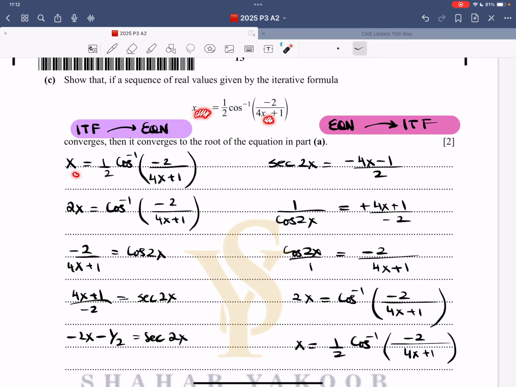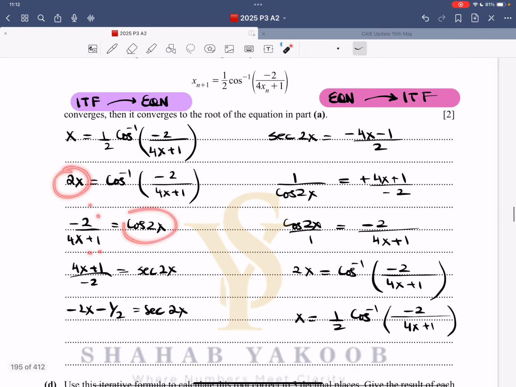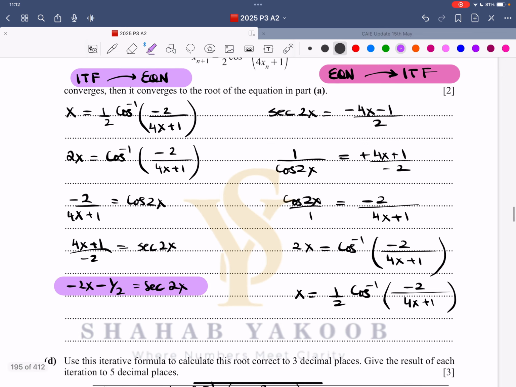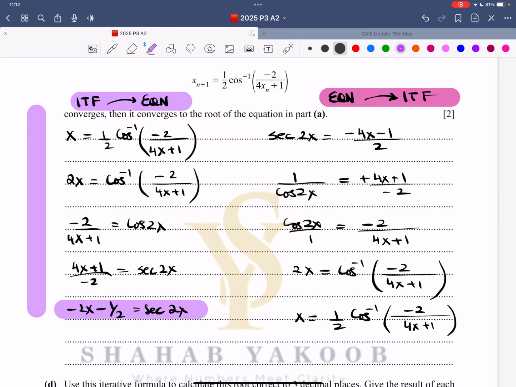So this is what you're getting. Multiply by 2. Cos inverse of this bracket is this. Therefore, cos of this thing 2x is -2/(4x + 1). Flip, flip. So flipping cos 2x will make it sec 2x, and this is the flipping part, and then make sec 2x the subject. That is the answer. Got the idea? So this is the first thing that is done like this. And let's move to the next one.